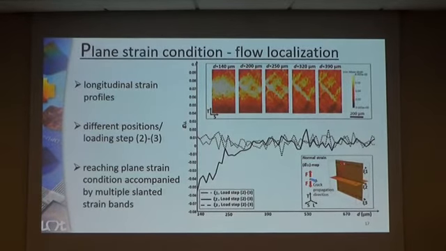So we are plotting strain profiles along these three lines. And we can see that reaching the full plane strain condition, that is after this necking, so 250 microns from the initial notch root, corresponds well with the onset of these slanted strain bands. So this confirms that the plane strain condition in the crack propagation direction is actually friendly for the strain localization.